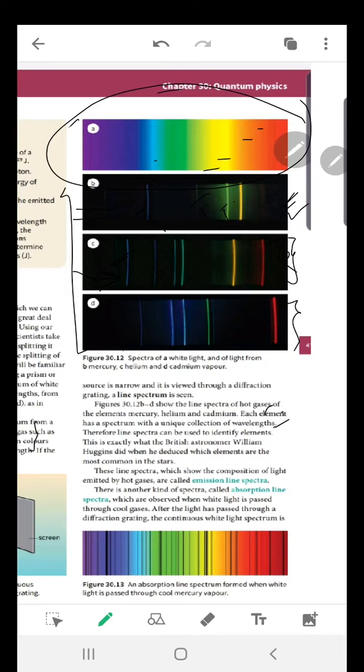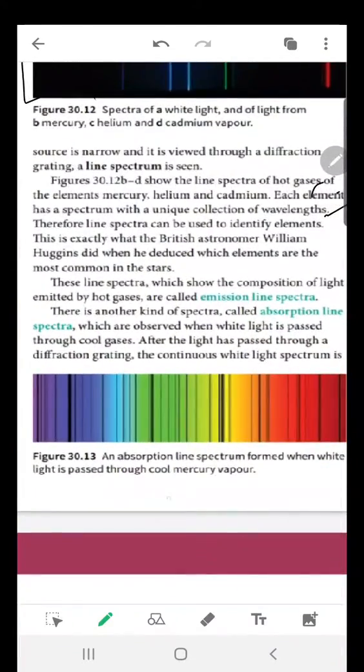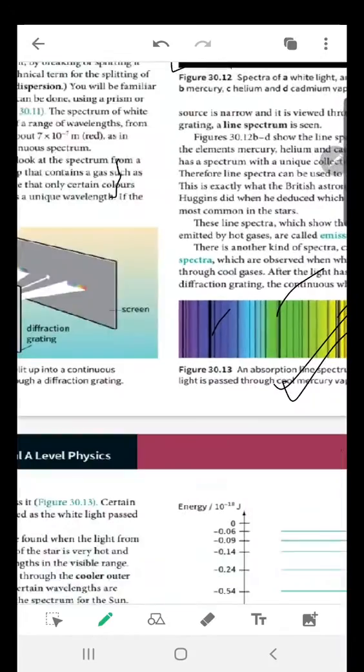It won't be this very nice spectra of all the colors. You will observe some black lines in between, at different places depending on which cool gas you are passing the light through. These black lines represent that these wavelengths are being absorbed, which is shown here. These black lines show that my wavelengths are getting absorbed if I have passed my white light through a cool gas and then through a diffraction grating.